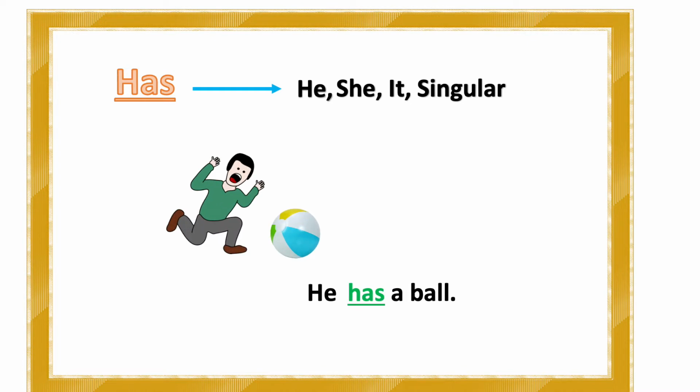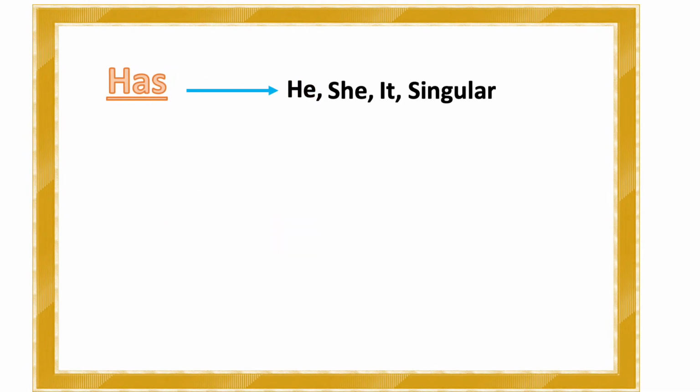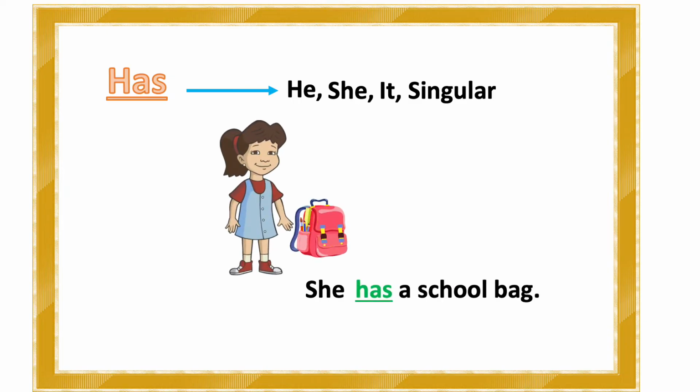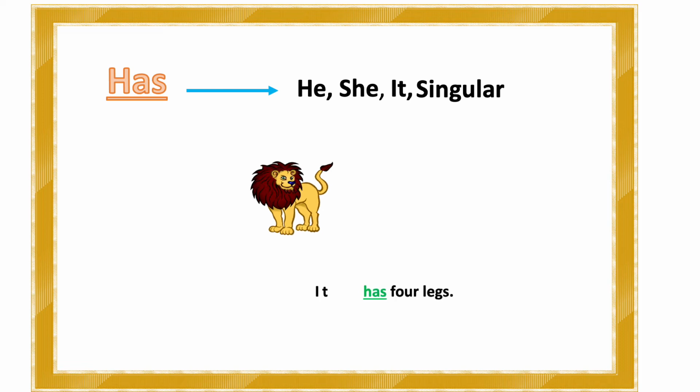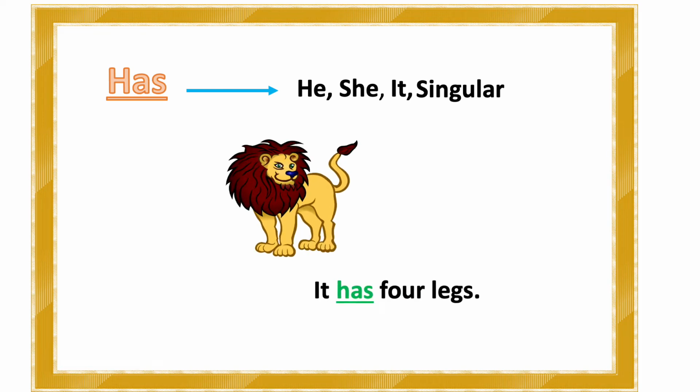He has a ball. Here we're talking about he, so it goes with has. She has a school bag. She is in the rule box and should always be used with has. It has 4 legs. It is in the rule box, so we use it with has.